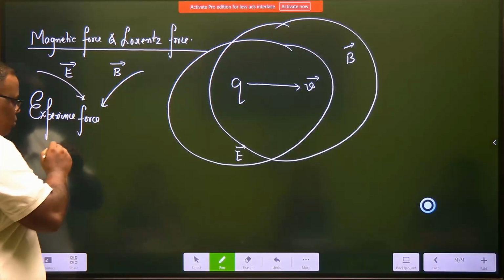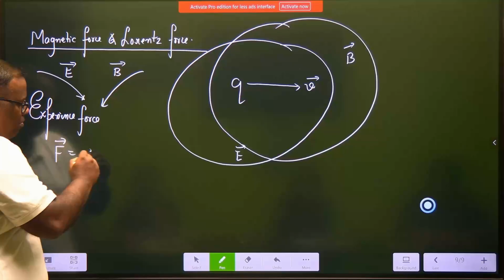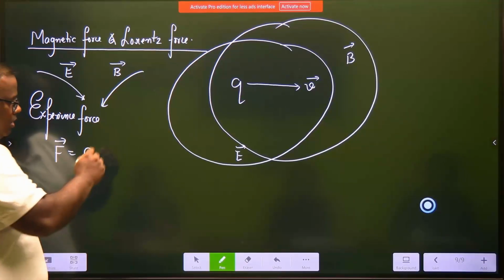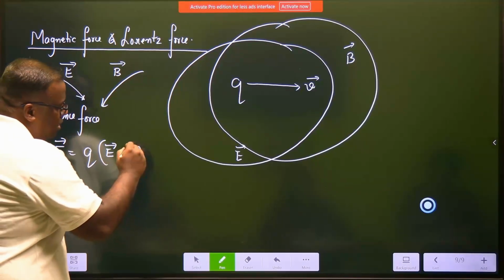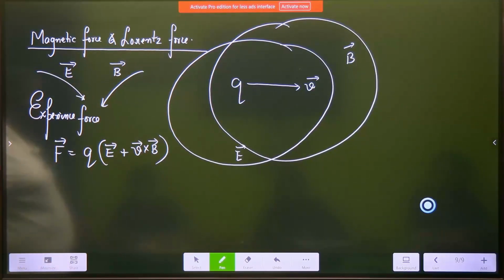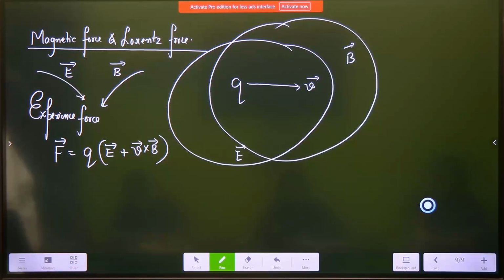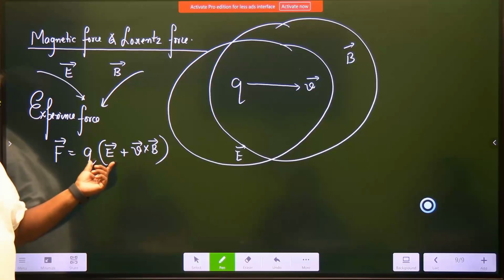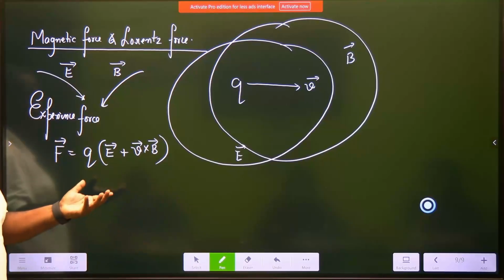If you would like to quantify that, the force is given by Q times the electric field plus the cross product of V and B. Cross product, we will come to this later. So QE was already known to you from the previous chapters. QE is the contribution by the electric field. This was known to us.